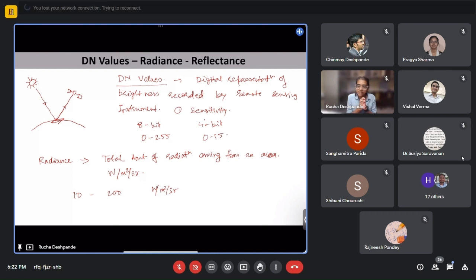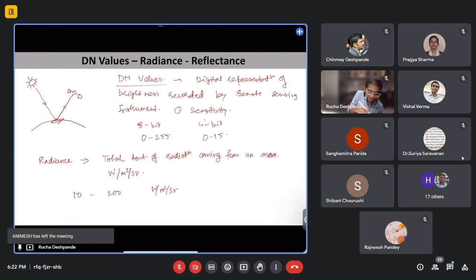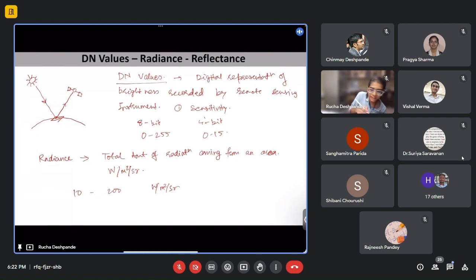Radiance also. Now, when this energy is being directed at the surface, not all the energy which is irradiated will reach the surface of the earth. There will be atmospheric factors, and factors due to solar geometry, which will change the illumination conditions on the surface. So because of these factors, the radiance can also change.